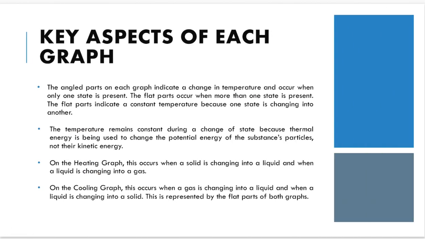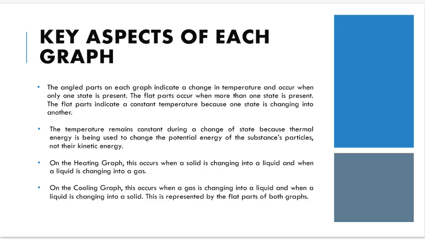So furthermore, the angled parts of each graph indicate a change in temperature and occur when only one state is present. The flat parts occur when there is more than one state present, and the flat parts indicate a constant temperature because one state is changing into another. The temperature remains constant during a change of state because thermal energy is being used to change the potential energy of the substance's particles.